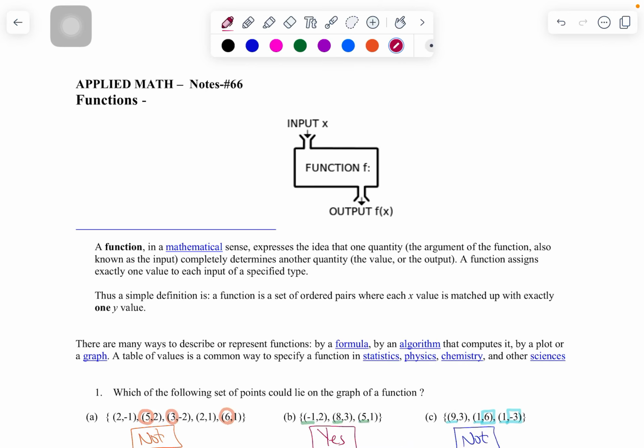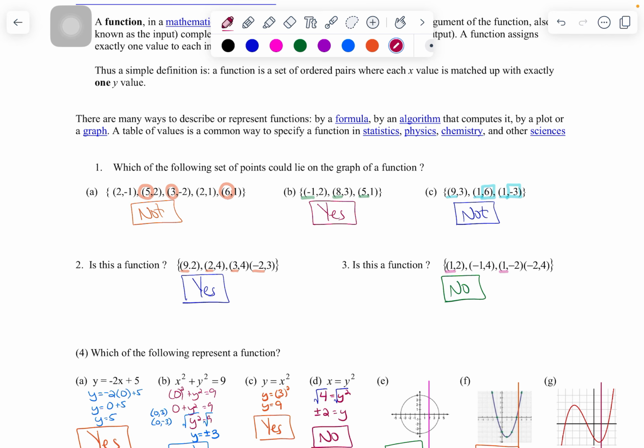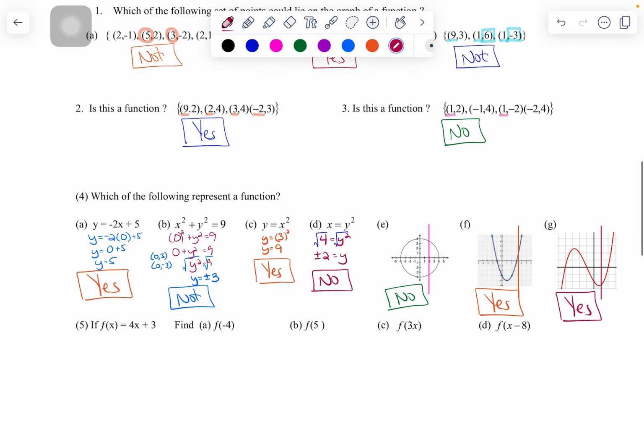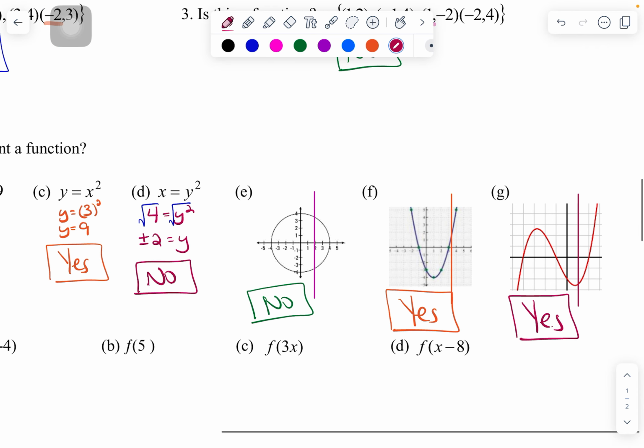All right, this is the second video for Note 66. In the first video, we talked about defining a function as a one-to-one relationship. We tested ordered pairs to see if they were functions. If the x values repeat with different y values, it is not a function. We tested some equations here. The big takeaway is if you have a y squared in the equation, it is not going to be a function. And then we did the vertical line test for if you have graphs. So that's going to be your test there for whether you have a function or not.